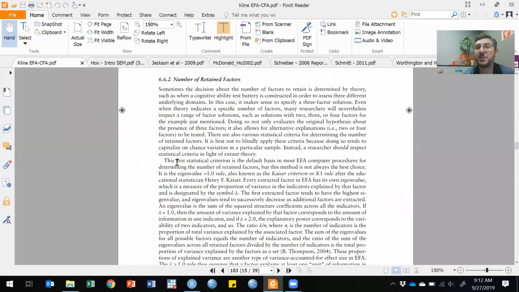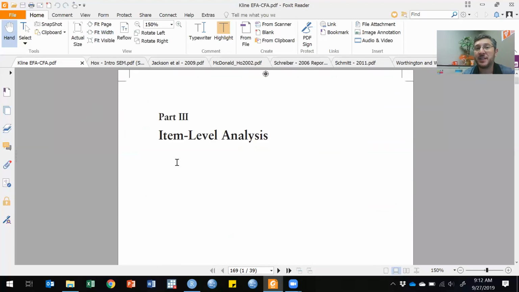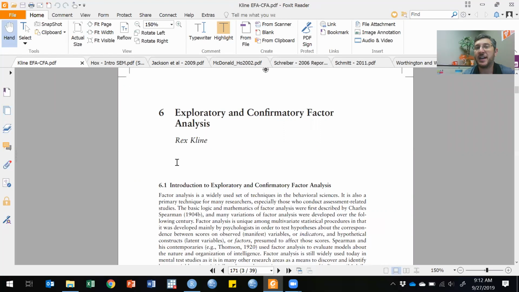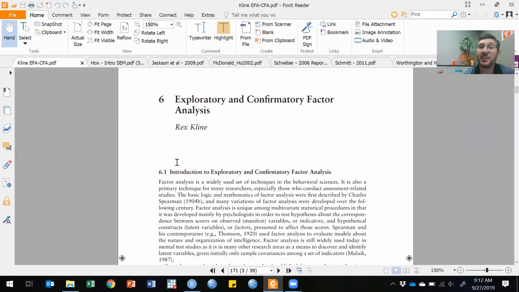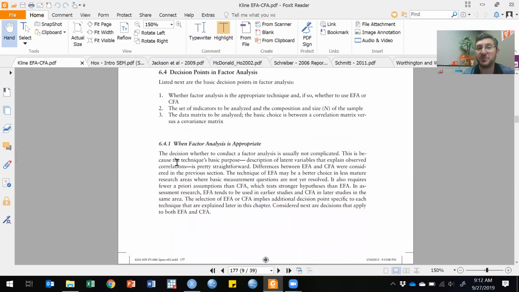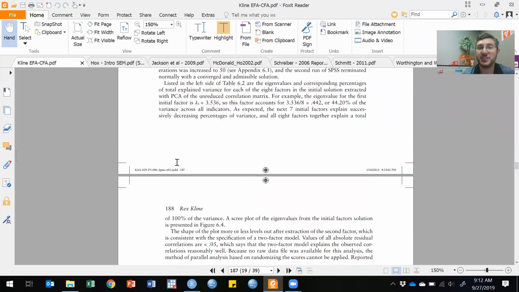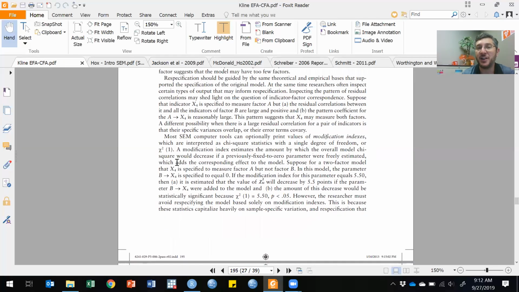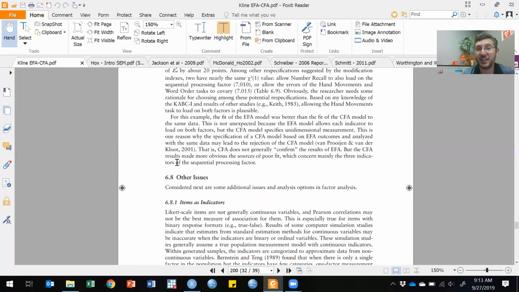This Klein chapter is very in-depth. It goes through both exploratory and confirmatory factor analysis, so a lot of the stuff that we've already talked about in EFA, he talks about in here too. But he also covers a lot of new stuff in confirmatory factor analysis. Klein is one of the renowned experts on confirmatory factor analysis and structural equation modeling. He has one of the best books on structural equation modeling too, and he presents it in a very easy to understand way.